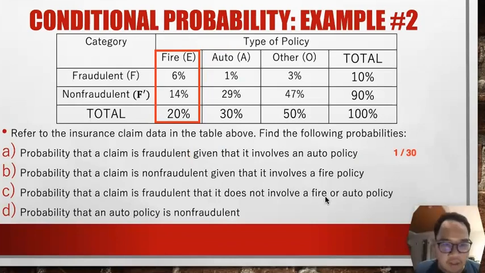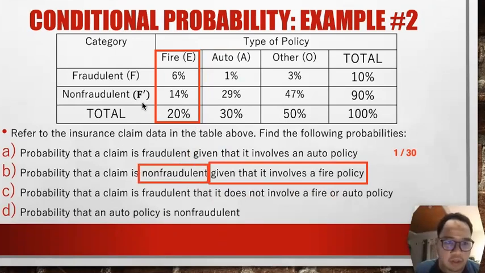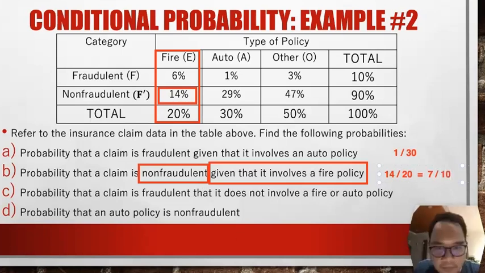Given that it involves a fire policy, we have highlighted already the fire policy, and we want to know the probability that it is non-fraudulent. So non-fraudulent is F complement. We're going to highlight this intersection of the fire policy and the F complement. That's going to give us 14. So that's our numerator, the intersection 14, divided by the overall number here, which is 20. And of course, we can simplify this. Divide them by 2, 7 over 10. Okay, so that's the answer for letter B over there.